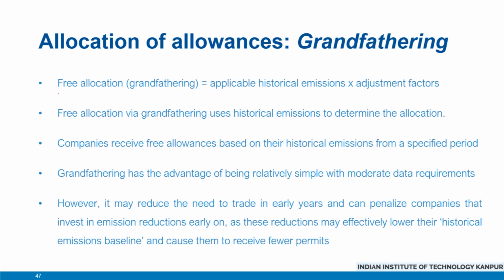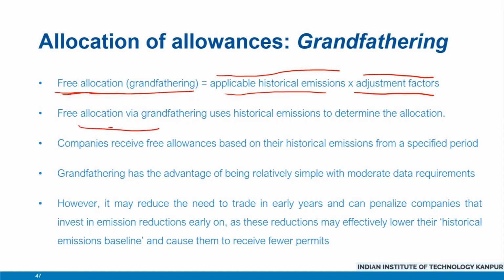Refer to this formula: free allocation as per the grandfathering equals applicable historical emissions times adjustment factors. As the formula suggests, the grandfathering approach employs historical emissions along with certain adjustment factors, as we'll discuss, to compute the amount of free allocation to installations that are covered under the EU-ETS. As we noted, free allocation via grandfathering uses historical emissions to determine the allocation.